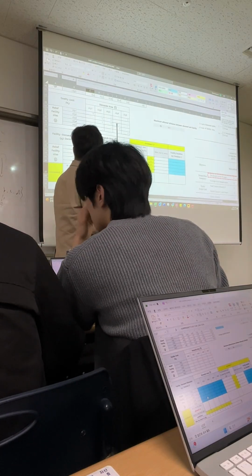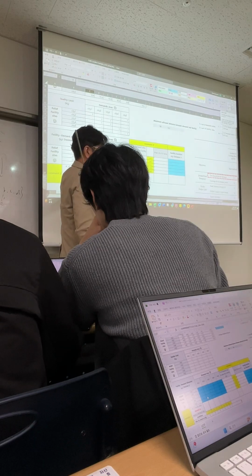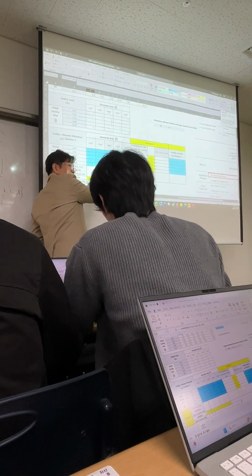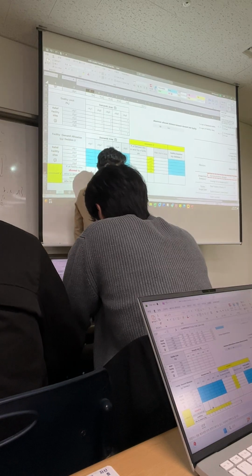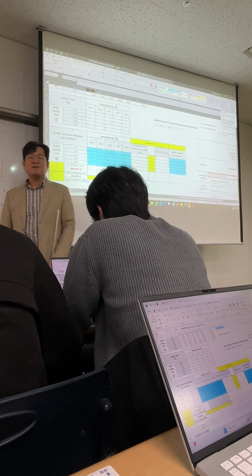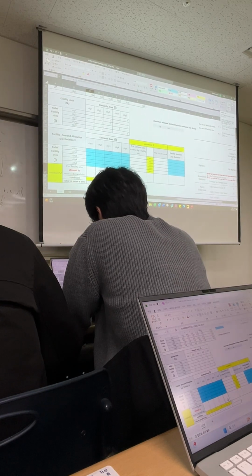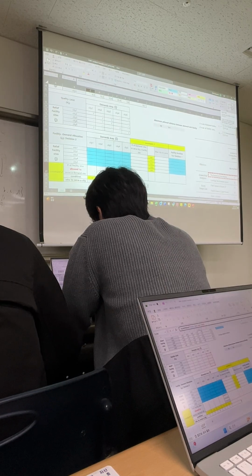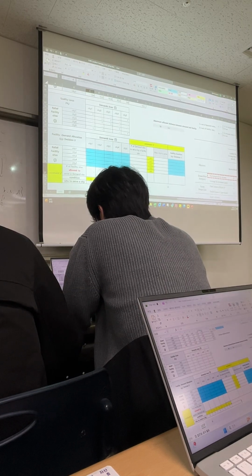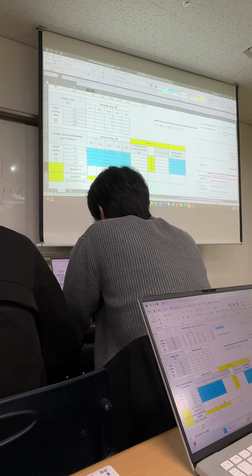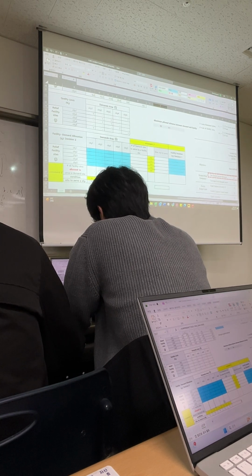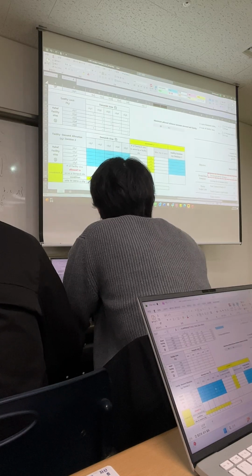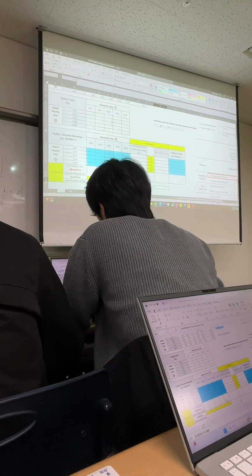Okay? So this is what we call a handle. You see something here, and then you can just drag it, then the same things will be applied. Okay? Any question?